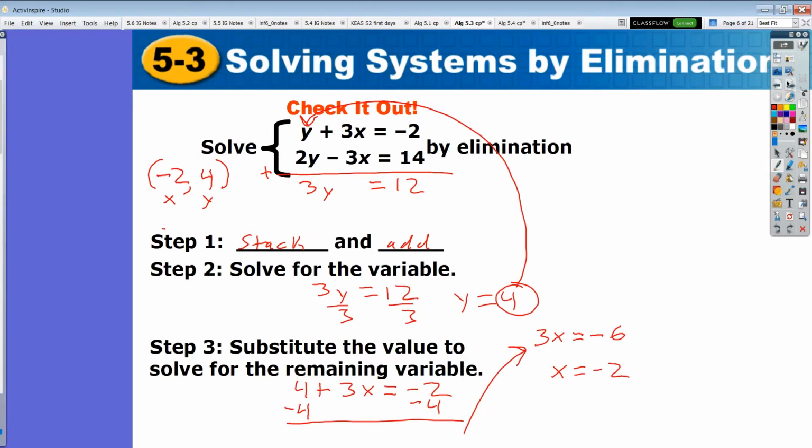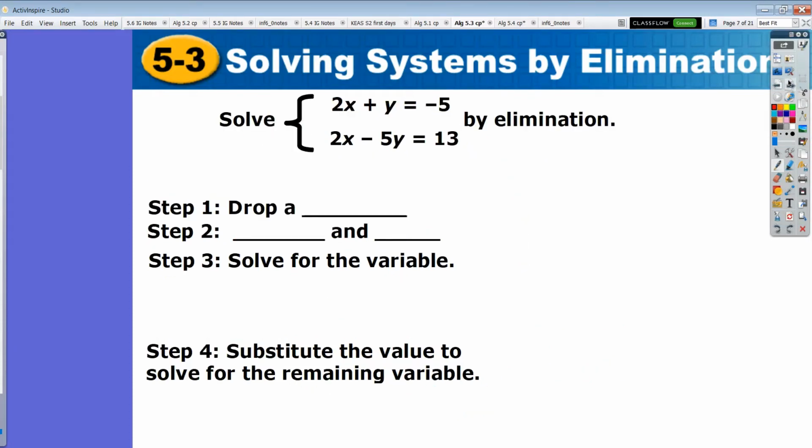All right. So going through our steps, we'll take a look at what we got. We should have gotten x is going to be -2 and y is going to be 4. When we stack and add, we get 3y equals 12. Solve for y, y equals 4. I took that 4, I put it back into the top equation for y, did the math down here, and I'm left with x equals -2. Check that out, make any corrections that you need to. And we'll take a look at some more problems we can solve with elimination.